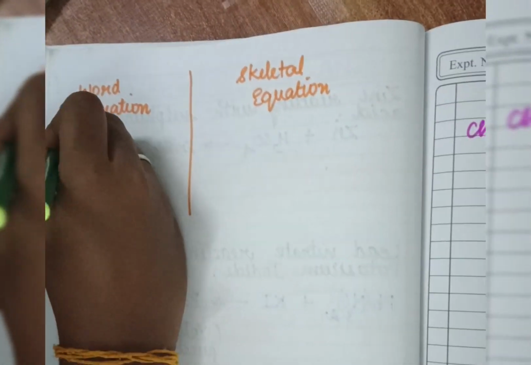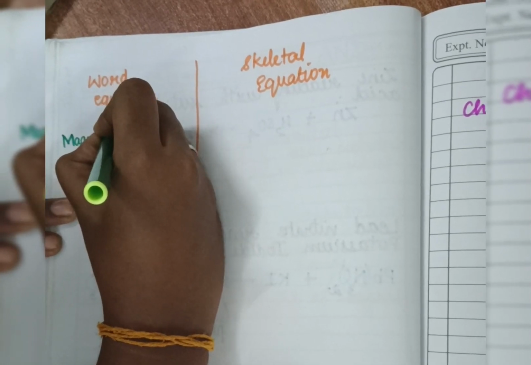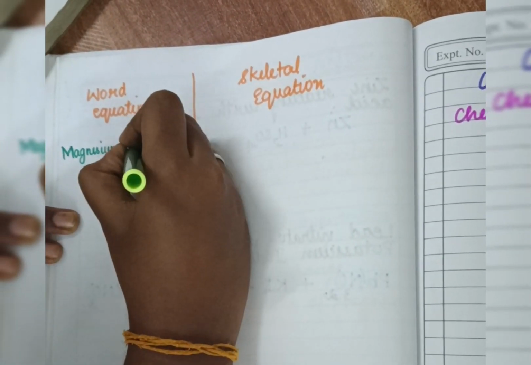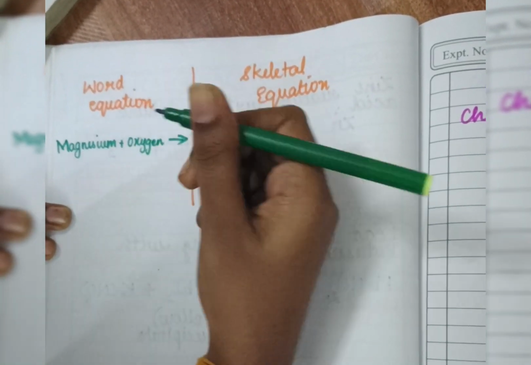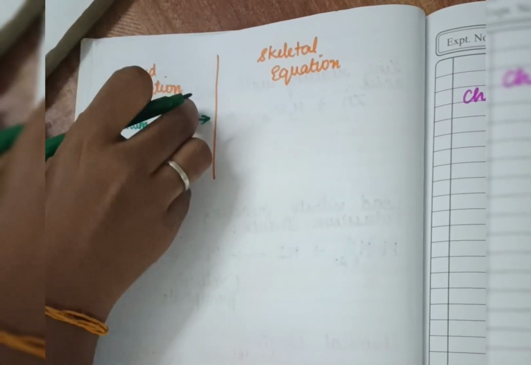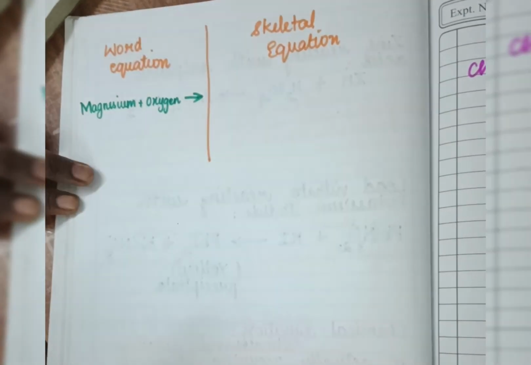Word equation, when you write magnesium with oxygen gives you, this arrow denotes that these reactants are changed and giving you a new product.